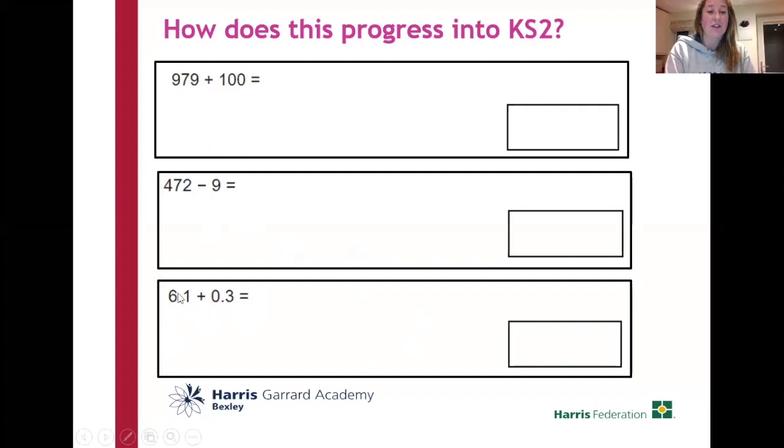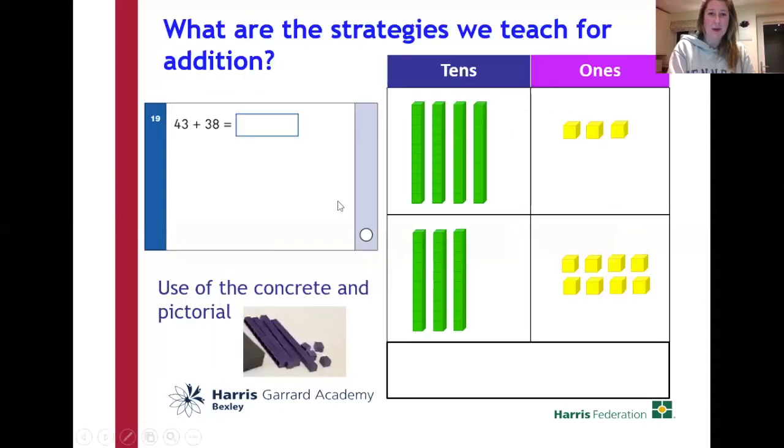But if the children know that I've got 6.1, 6 is in my ones column, my decimal point is sitting above, and I've got one of those things called tenths, and I'm going to add 3 tenths. Well, I've got 1/10 plus 3/10, which gives me 4/10, and my 6 ones stays the same, which gives me 6.4. And the children are really able to answer that easily because they can recognize that I don't need to bridge. I don't need to put this into a written method. I can find the answer, and it's quick and fluent, and they can check because they have that really concrete understanding of number. Okay, hopefully that wasn't too quick.